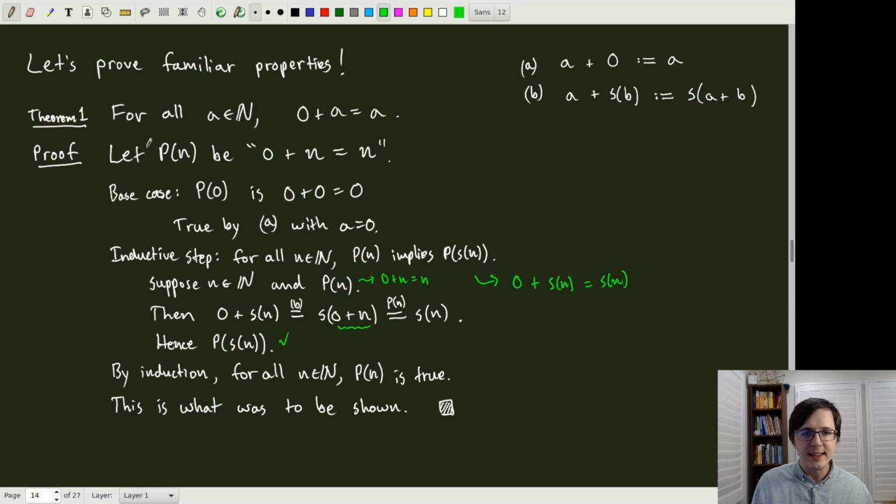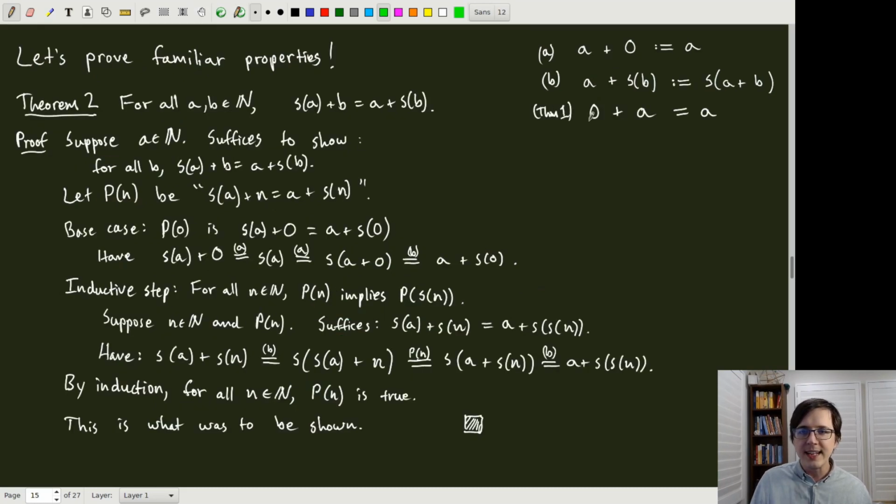So given these three things that we just showed, we can then apply the induction principle and conclude that for all n, P of n is true. And this is exactly what we wanted to show. So we now know that we can add 0 on the left side in addition to the right side to get the number that we started with. Okay, so that's now been added to the list. What's our next theorem? And this one is that for every pair of natural numbers, a and b, if you take the successor of a number and add the second number, then that's the same as adding the successor of the second number.